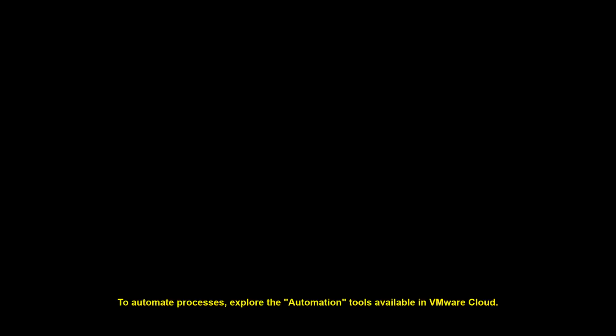To automate processes, explore the automation tools available in VMware Cloud. You can create scripts to manage routine tasks efficiently. Regularly check the Alerts section for any notifications regarding your infrastructure. For support, visit the Help Center for resources and documentation. Finally, ensure to log out securely from your account after your session.